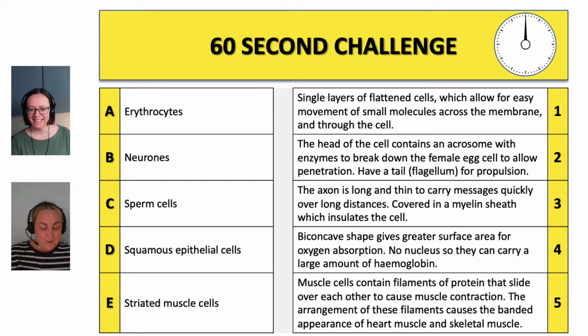Yep. But I would say probably one of the easiest ones to go for straight away would be C, which matches with 2, because you've got sperm cells and then it talks about your female egg cell, and I think that one is quite straightforward. Yep, I agree. So C, sperm cells, matches to number 2. The head of the cell contains an acrosome with enzymes to break down the female egg cell to allow penetration. It has a flagellum or a tail for propulsion.